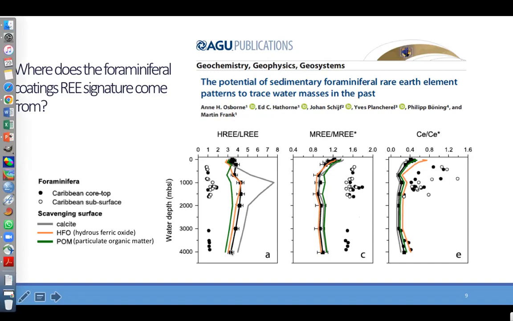And what they tried to do in this work was to model which phase could be causing this scavenging, could be causing the fractionation of the rare earth elements in the foraminiferal coatings. They tried to model calcite, ferric oxide, and particulate organic matter. And by the end, they couldn't be sure which was the phase, so the model couldn't tell us the main phase driving this fractionation. But what they suggest is that particulate organic matter could be modeling the fractionation of rare earth elements better.